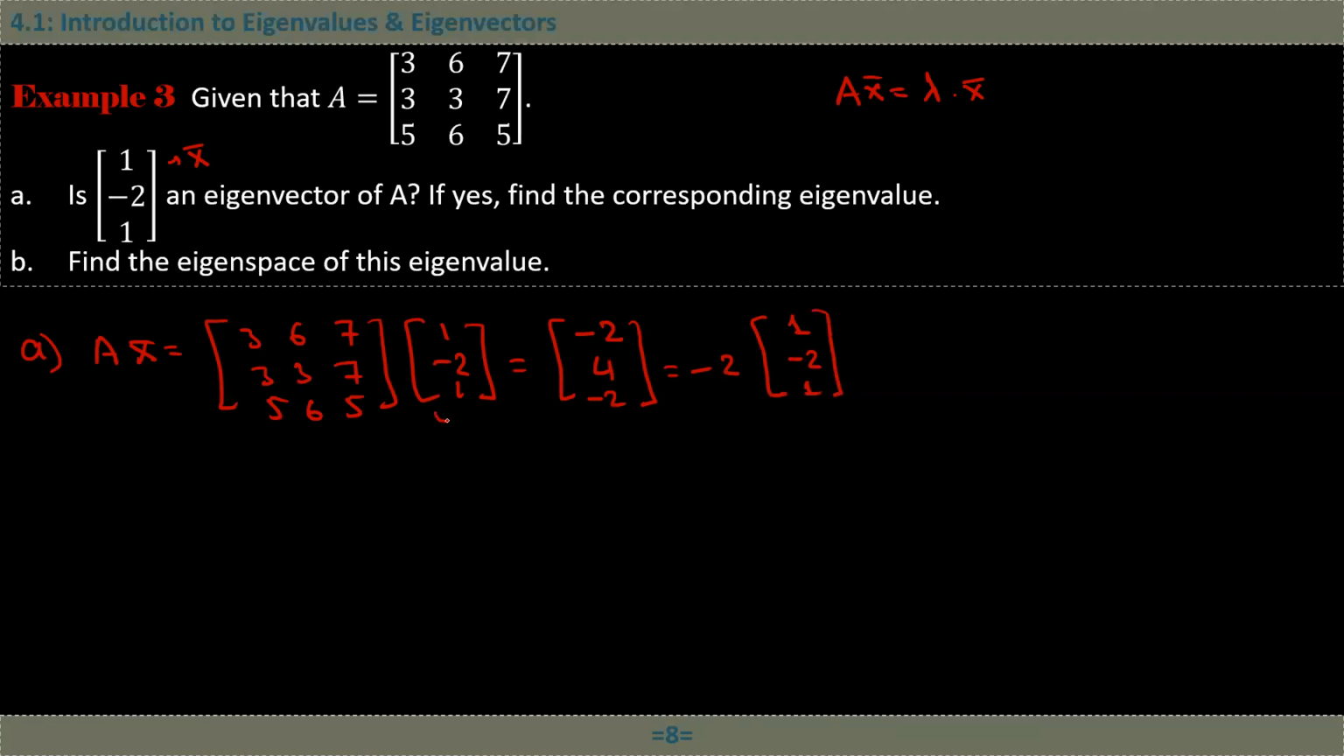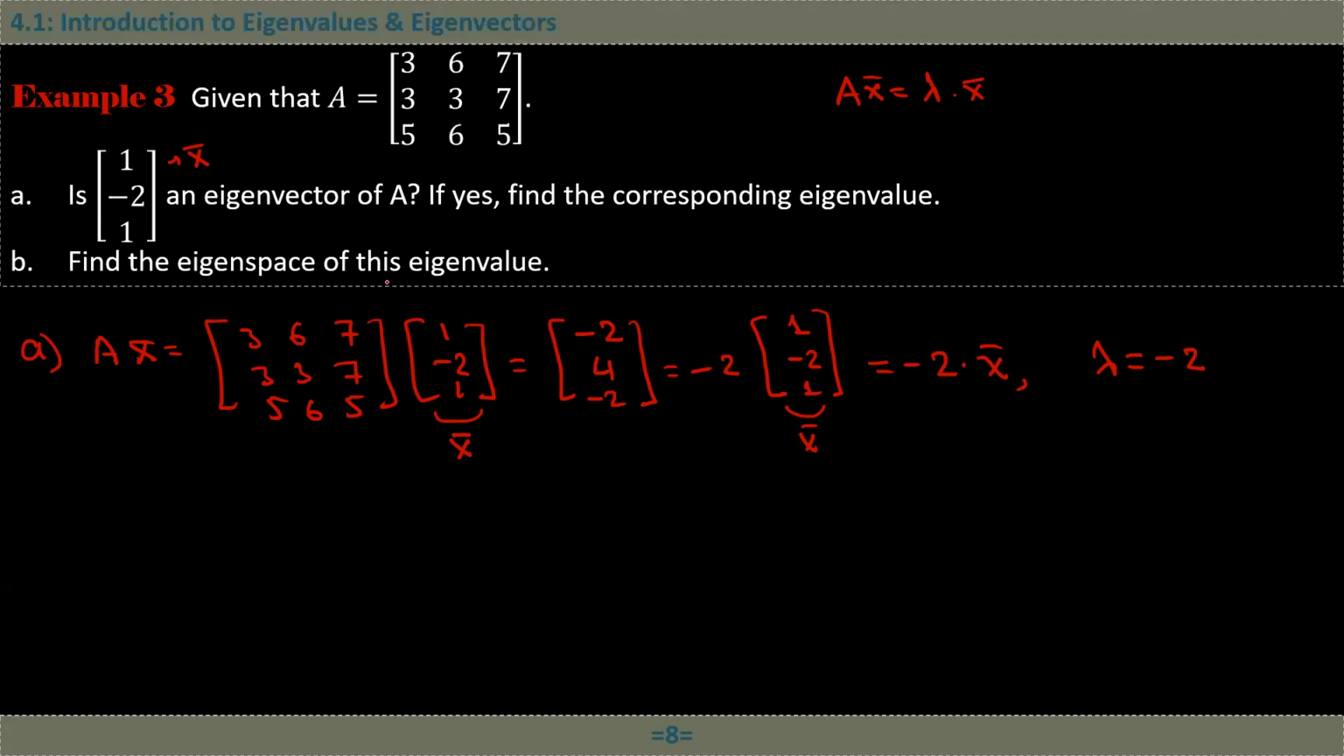So that's our original vector x. And here we have negative 2 times x, where lambda is a scalar, negative 2. Since this matrix is transforming x into another vector which is parallel to it, because it is just a scalar multiple of x, that means this vector is an eigenvector of A. So what is its eigenvalue? It is negative 2.